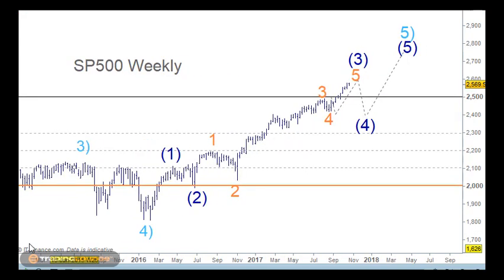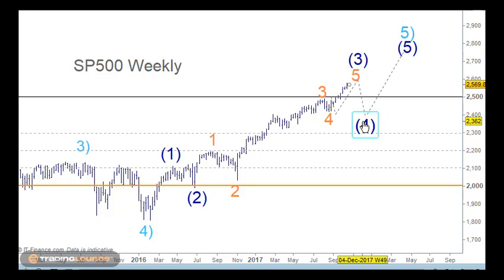But in a nutshell, in the bigger picture here, we've got wave 3 and wave 4 of primary degree, and then we're going up for wave 5 of primary degree here, which will take us into 2018, mid or late or something of that nature, depending on how complicated wave 4 gets here. Because wave 2 was quite simple, we need to look at wave 4 being a little bit more complex, so it could be time consuming in that case.